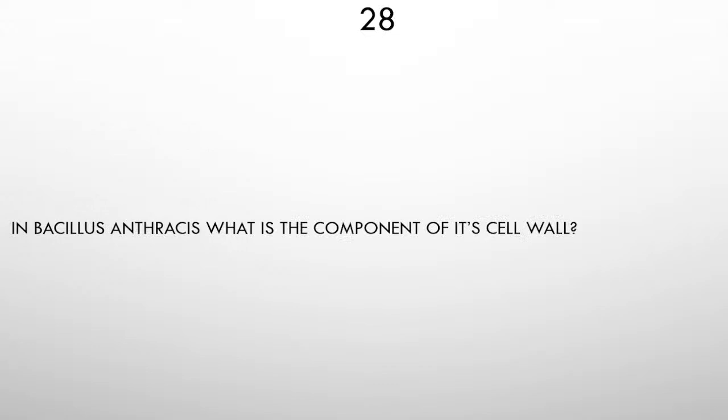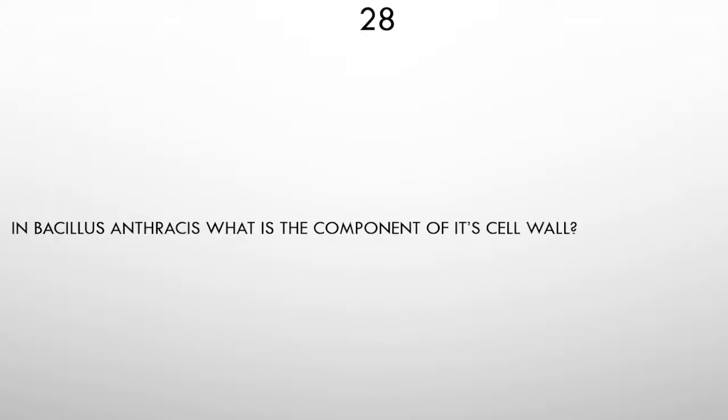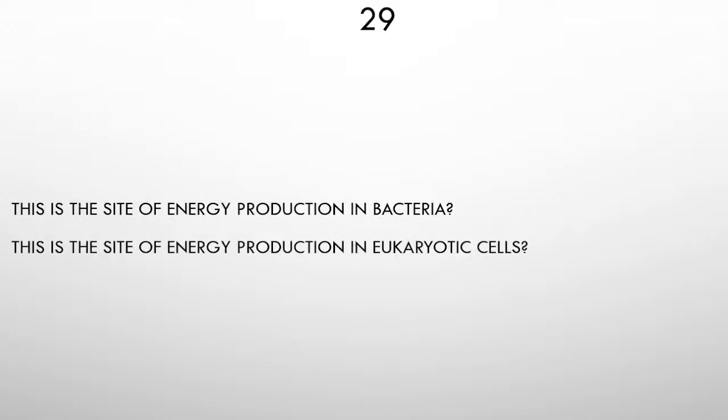All right. In Bacillus anthracis, what is the component of its cell wall? It actually has what you call a glutamic acid component, or the polypeptide D-glutamic acid. It is another board exam question. You'll see later why it's important. Now, the site of energy production of bacteria: they don't have mitochondria, so they have the cytoplasmic membrane only. In eukaryotic cells, it's the mitochondria.